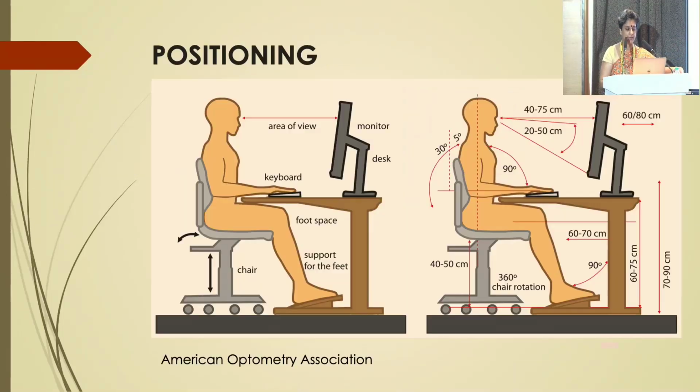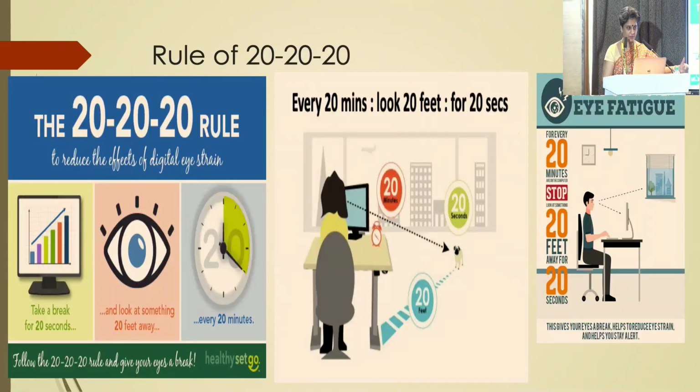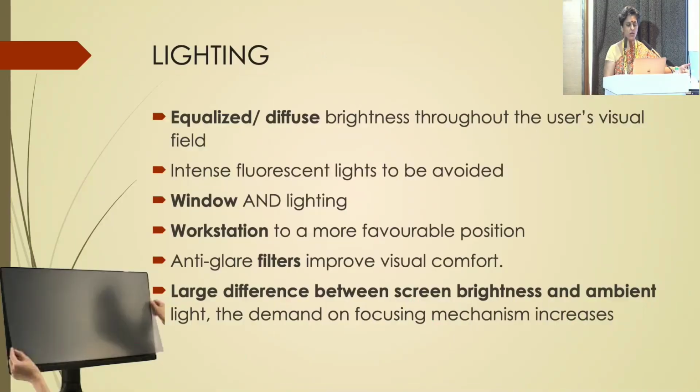So this is something ideal. The American Optometric Association wants you to sit at 90 degrees at all joints. We are coming to that. We have a small video on that. And of course, we all know the 20-20-20 rule, but we don't know some other rules. We are just going to cover that.